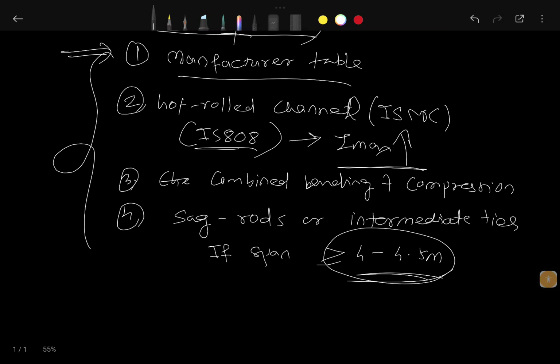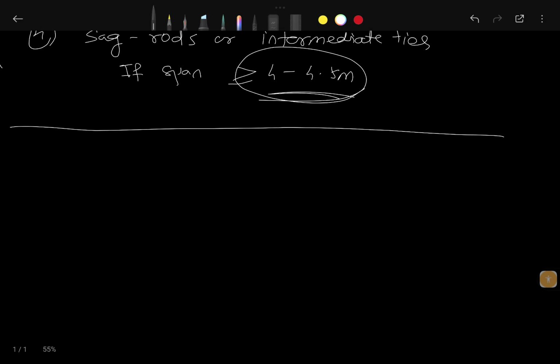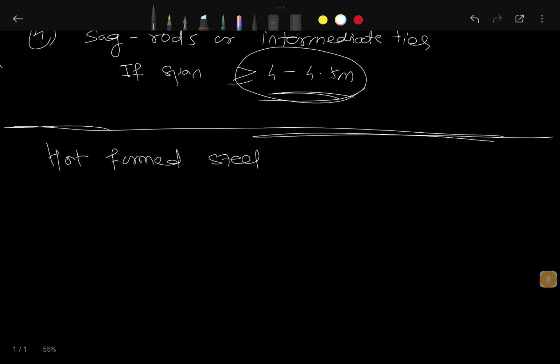Now I will explain how we get these cold form and hot form members, and what these cold form and hot form members are. That is very important. Hot form steel and cold form steel.